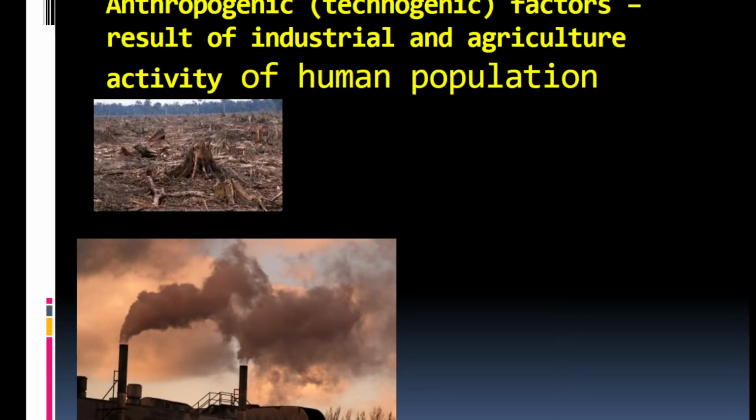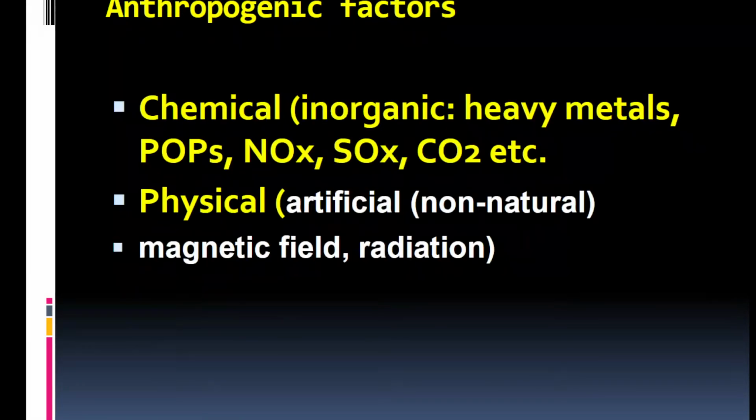Anthropogenic factors are factors that are created by the activity of humans, of human society. Another name is technogenic factors, because these factors are a result of industrial and agriculture activity of the human population. You can see examples of such activity and changes of the natural external environment due to this activity, and pollution of air, for example, of soil, and other components of the biosphere and ecosystems due to such anthropogenic influence.